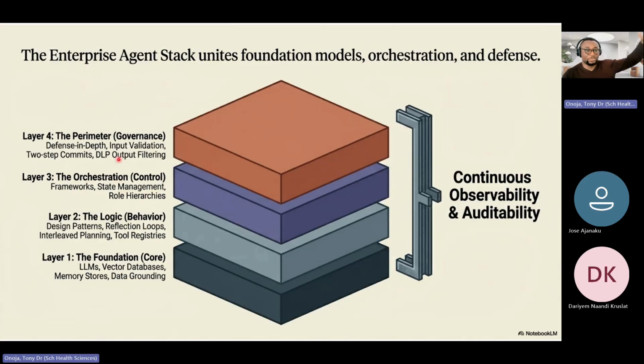Then at the topmost is where we have the governance. And the governance is nothing but the defense in depth, the input validation, the two-step commit, and the DLP output filtering. So this is where the humans sit, and this is where they oversee everything and ensure that what the AI is doing is the right thing. So continuous observability, and then auditability.